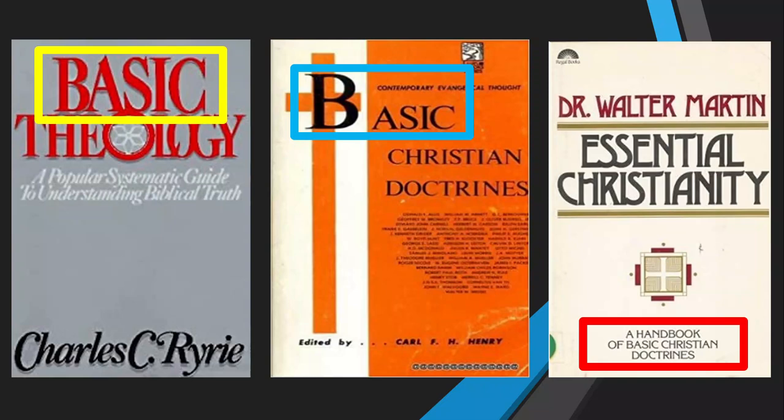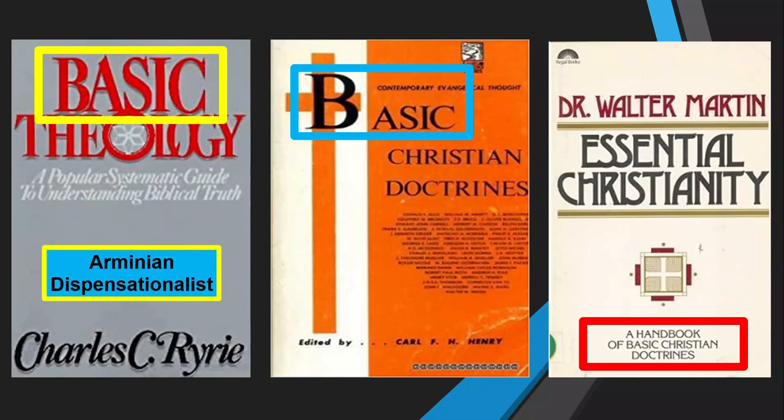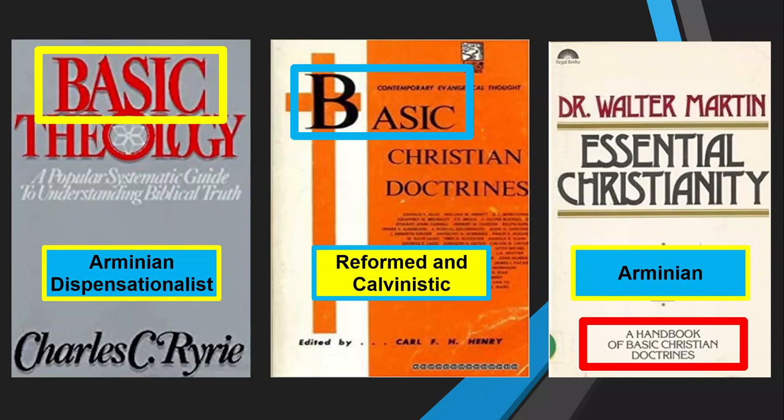They're also, like the systematics, claiming to teach Bible. Like the systematics, Ryrie was writing from the Arminian perspective, and he was a dispensationalist. The one edited by Henry contained a strong Reformed strain and was Calvinistic. And then the one by Martin was clearly Arminian. And so that's why I say all of these books, systematic theologies and those that contain the term basic, all contain a particular theological slant.